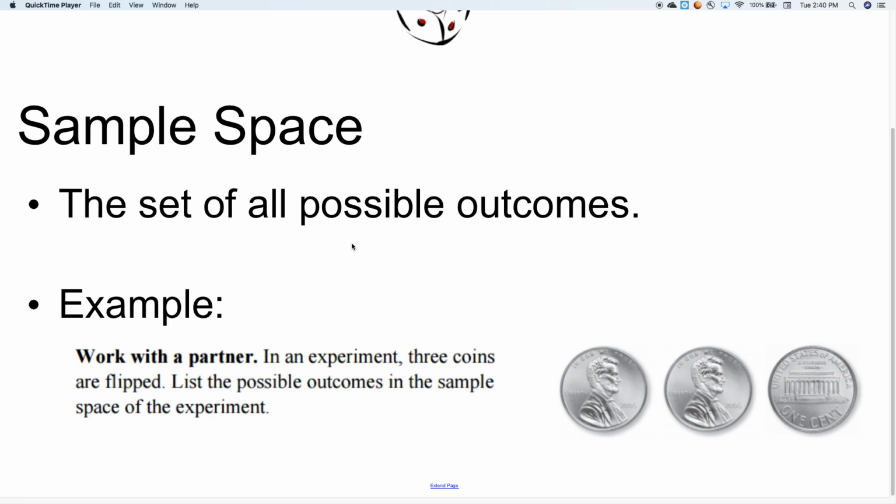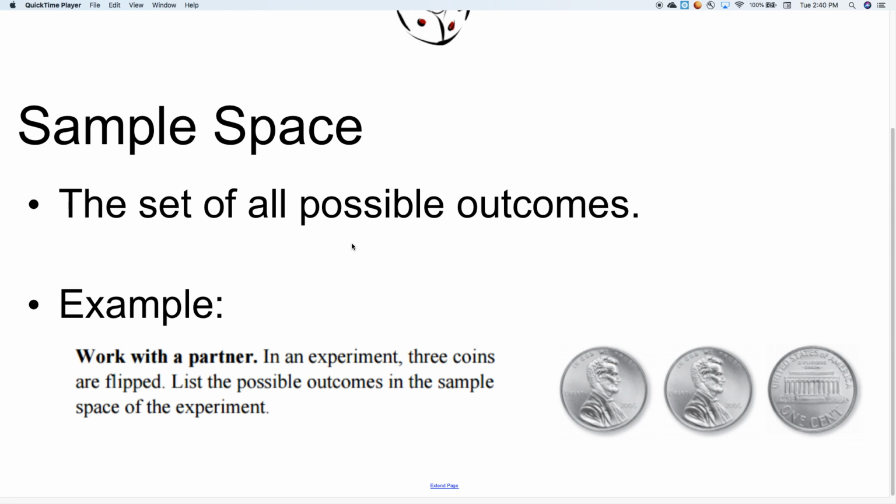A sample space is a list of all the possible outcomes. We're going to be studying probability, and you know some basics about probability. You take the number of ways something can happen and you divide it by all the ways, all the possible outcomes, not just what you want to have happen.